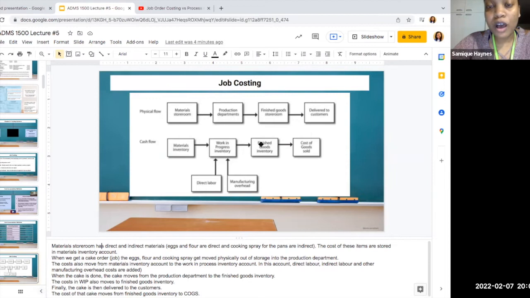The same for the cost. Once the customer has collected the cake or we've delivered the cake, the cost comes out of finished goods inventory and it moves into the cost of goods sold account.